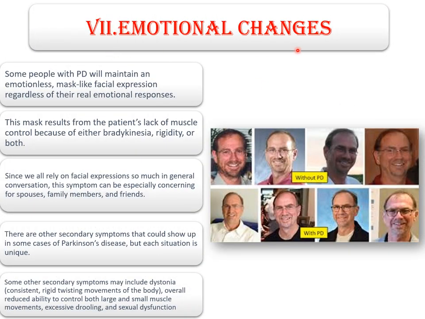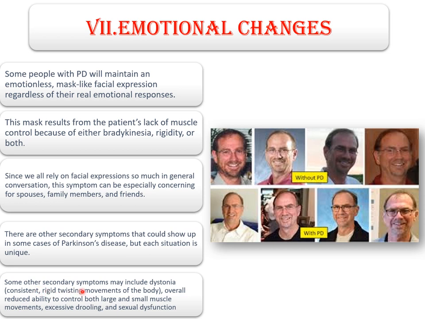Then emotional changes. Some people with Parkinson's disease will maintain an emotionless, mask-like facial expression regardless of their real emotional responses. This mask results from the patient's lack of muscle control because of either bradykinesia, rigidity, or both. Since we all rely on facial expression so much in general conversation, this symptom can be especially concerning for family members and friends. There are other secondary symptoms that could show up in some cases of Parkinson's disease, but each situation is very unique.